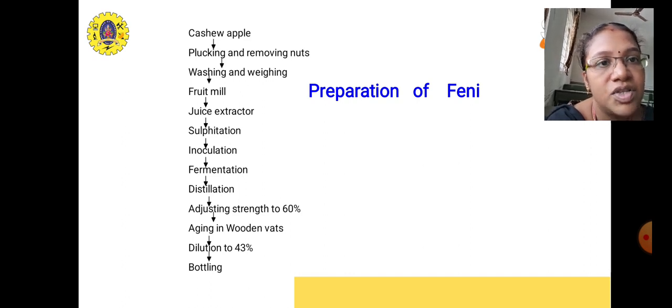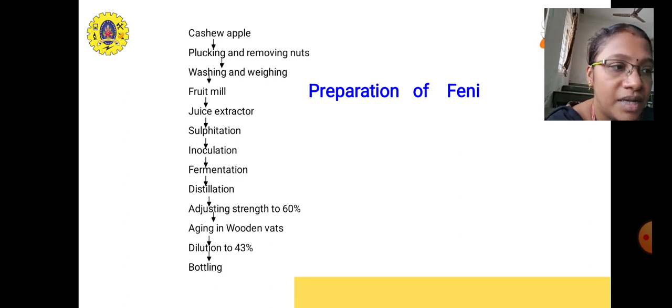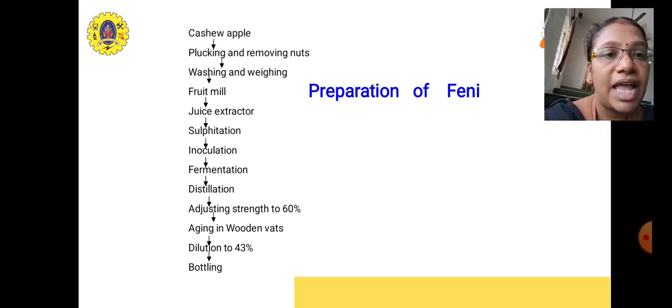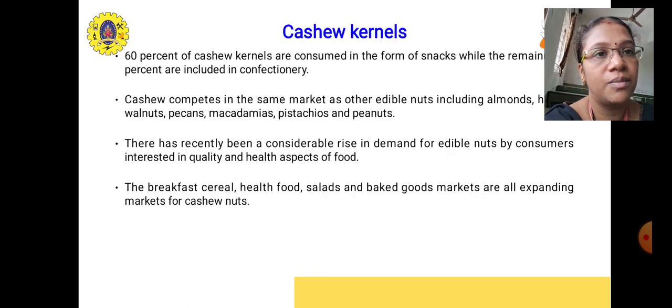Then we adjust the juice to 60% and keep it in wooden vats for a few days. If fermentation is not properly done, aging is done in wooden vats. Then we dilute it to 43% and bottle it.